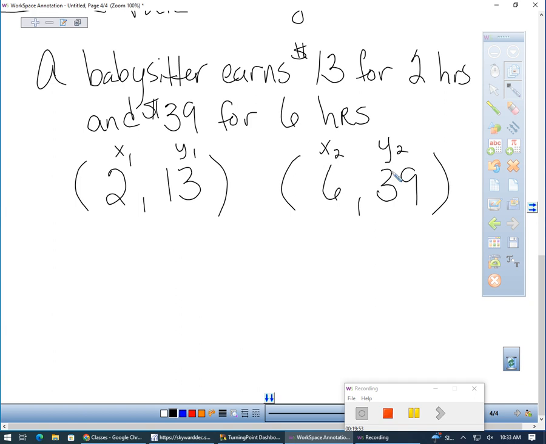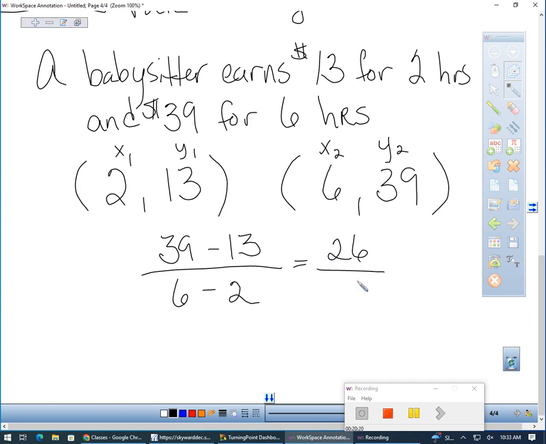So y2, good, minus y1, 13, good, over x2, which is 6, minus x1, which is 2. So on the top, I have 39 minus 13, which is 26, over 6 minus 2, 4. Now this reduces to 13 over 2.